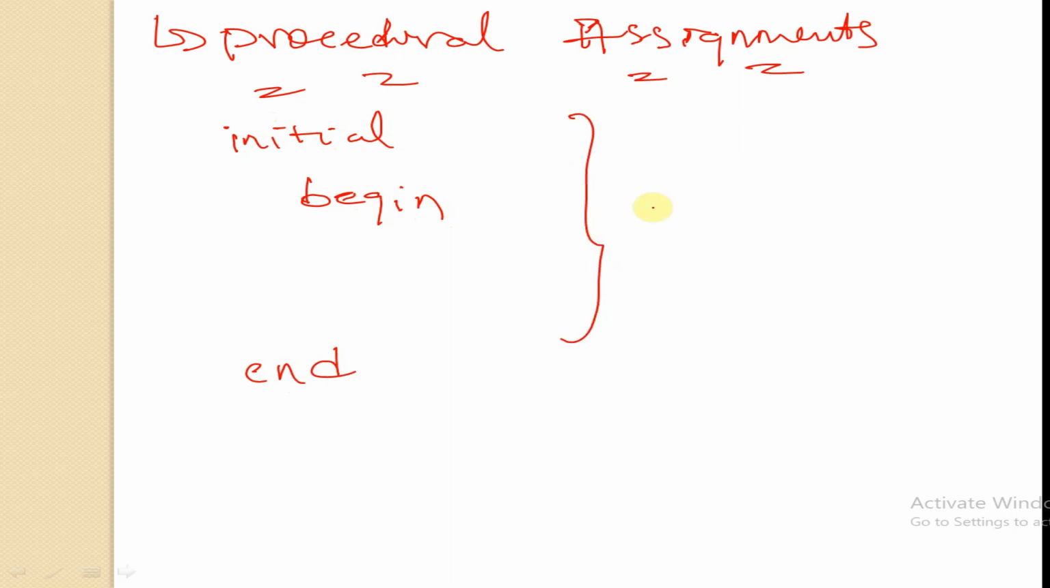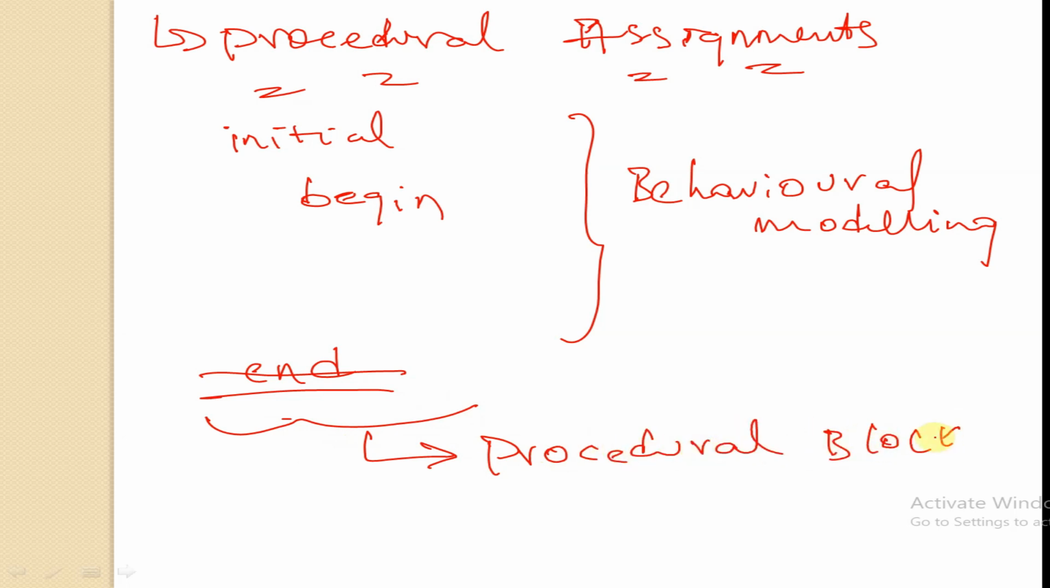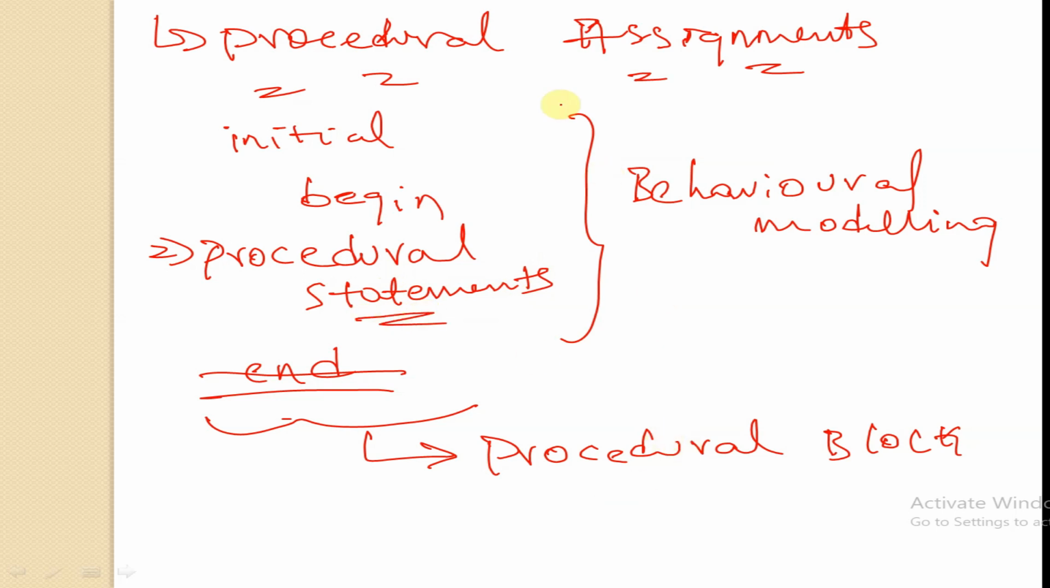So this is behavioral modeling, and in this behavioral modeling, I'm using a procedural block. So this initial begin block is a procedural block, and the statements used in this procedural block are called procedural statements. And the assignments which are done in this procedural block are called procedural assignments. So I will make a procedural assignment now.